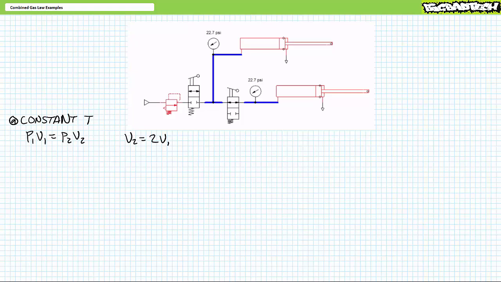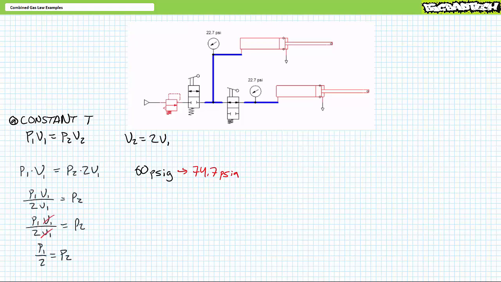Note the emphasis on the term absolute. It is categorically incorrect to say that if volume doubles, pressure is cut in half. It is, however, entirely proper to say if volume doubles, absolute pressure is halved. 60 psi gauge is equivalent to 74.7 psi absolute. Given V2 is equal to 2 times V1, and solving for pressure 2, it's half of P1. This yields an absolute pressure of 37.4 psi absolute, which is equivalent to 22.7 psi gauge.